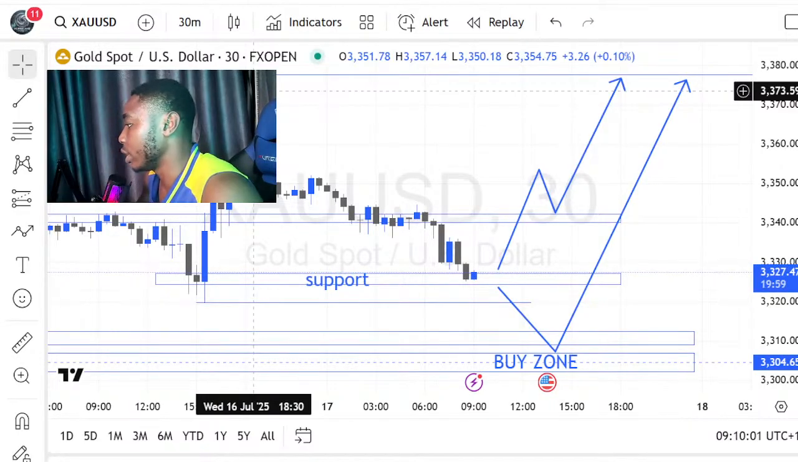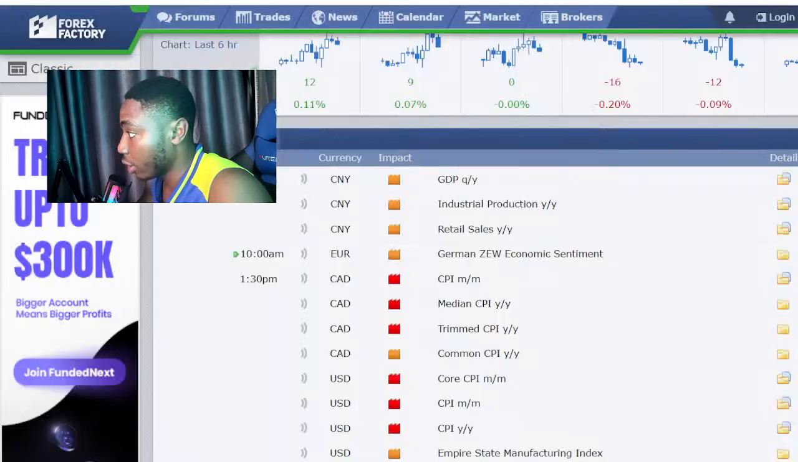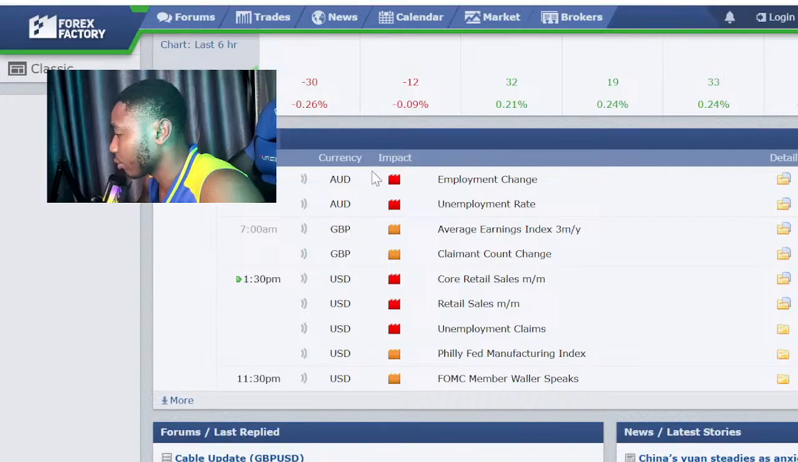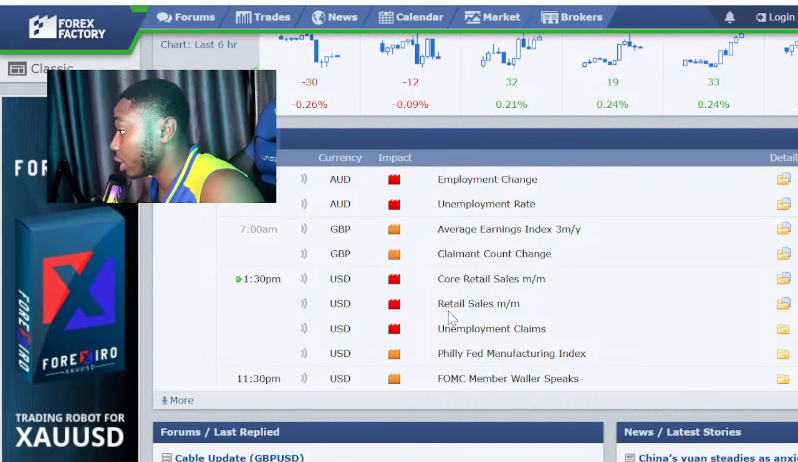So today is Thursday. I don't think there will be much volume in the markets today, except there is news. Let me see. Let's check Forex Factory. This Thursday, you can see we have core retail sales, retail sales, and unemployment claims. So these are things that are going to move the market today.